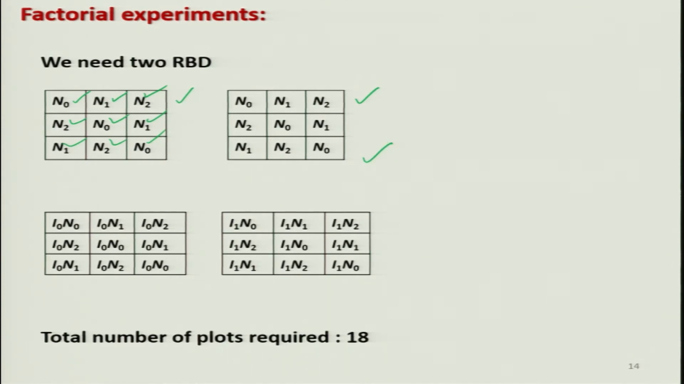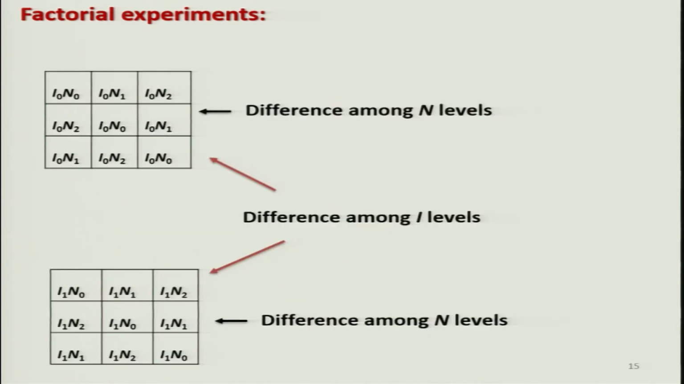Now, I want to compare the different levels of irrigation. So, what I can do is, in this RBD I give the level of irrigation as I0 to all the plots, and similarly in the second RBD I give the level of irrigation as I1 to all the plots. So, you can see how many plots are needed, 9 here and 9 here. So, in order to make such a comparison, you need 18 plots.